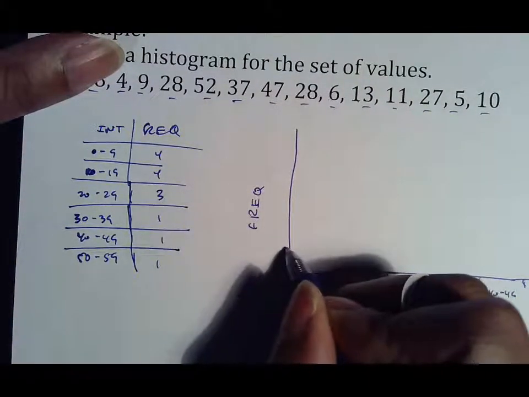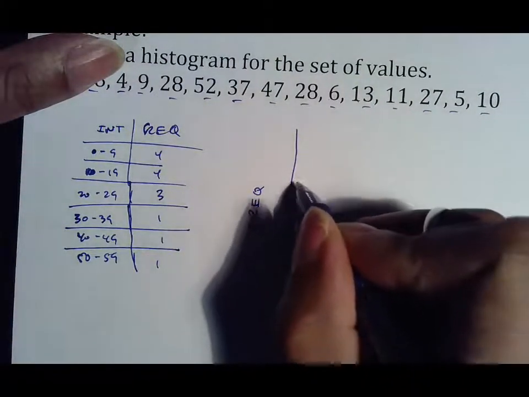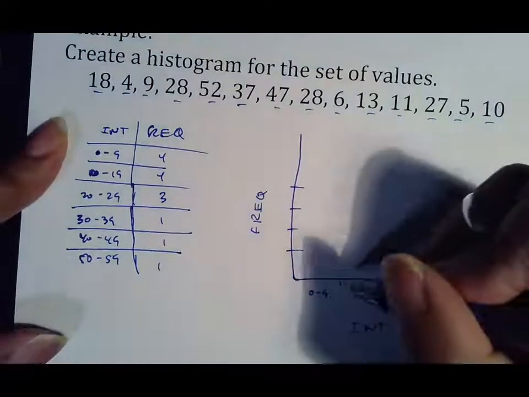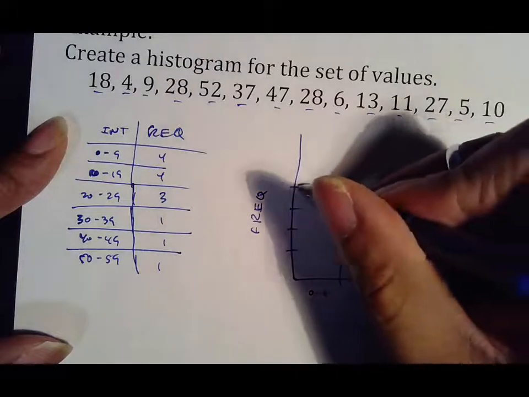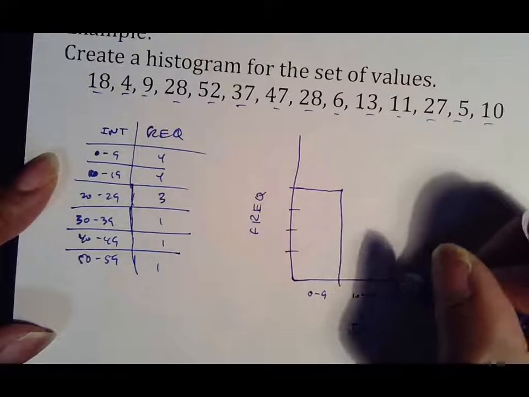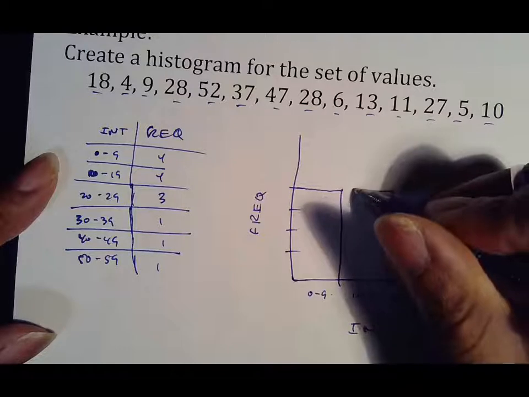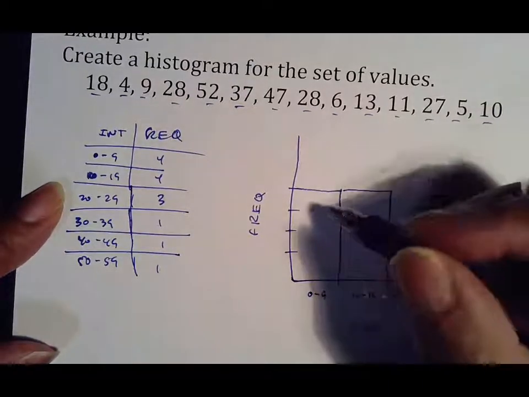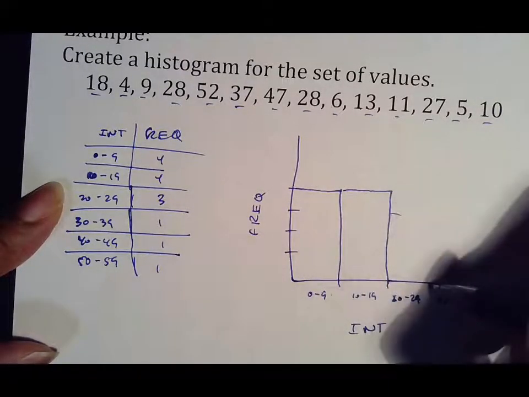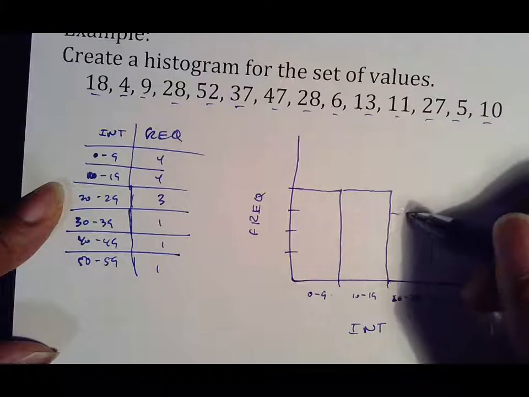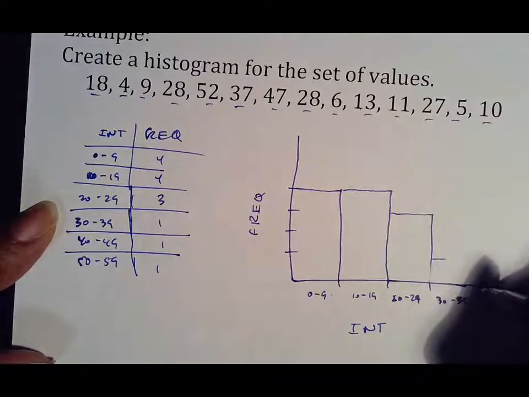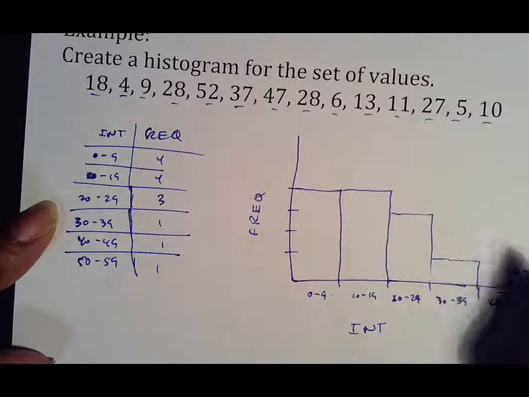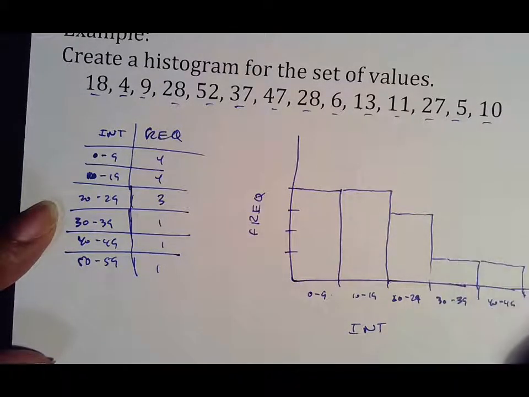So 4 is my highest number. So 1, 2, 3, 4. And then for 0 through 9, you just make a box or a rectangle for each number that's represented. 10 through 19 is also 4, so you go up to there. 20 through 29 is 3, so about 3 here. 30 through 39 is 1, so about 1 right here. And again, 1 here and 1 there. And that is a histogram.